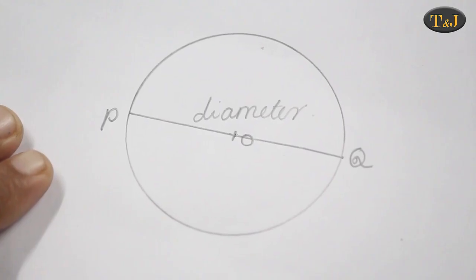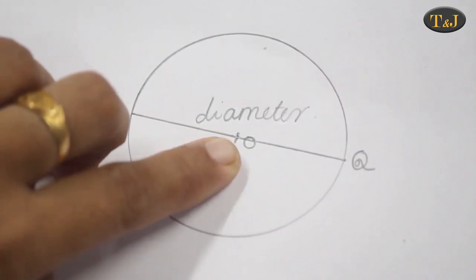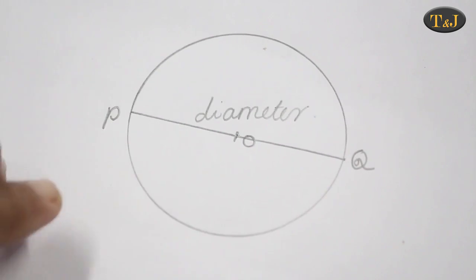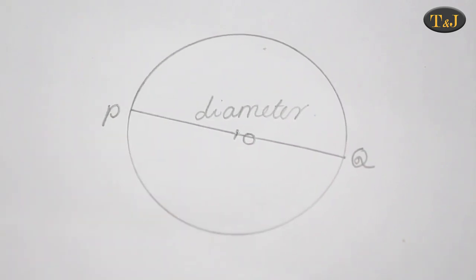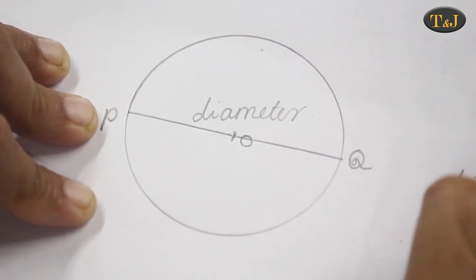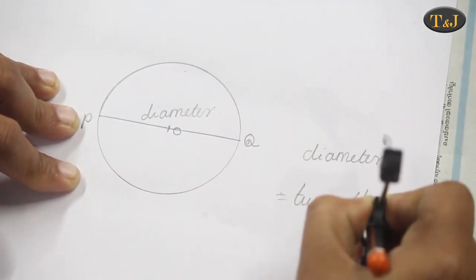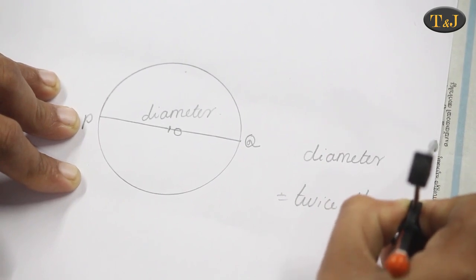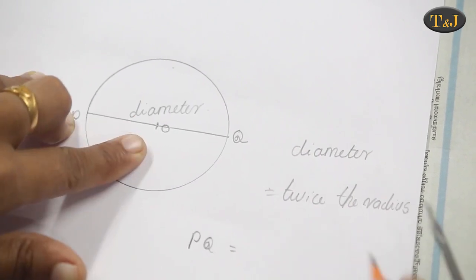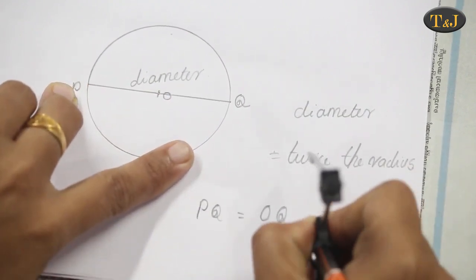Then diameter means twice the radius. That means first line, it is the distance from the center to one point on a circle. OP is one radius and OQ is another radius. That means diameter is twice the radius. Diameter equal twice the radius. That means diameter equal PQ and the radius equal OQ is one radius and OP another radius.